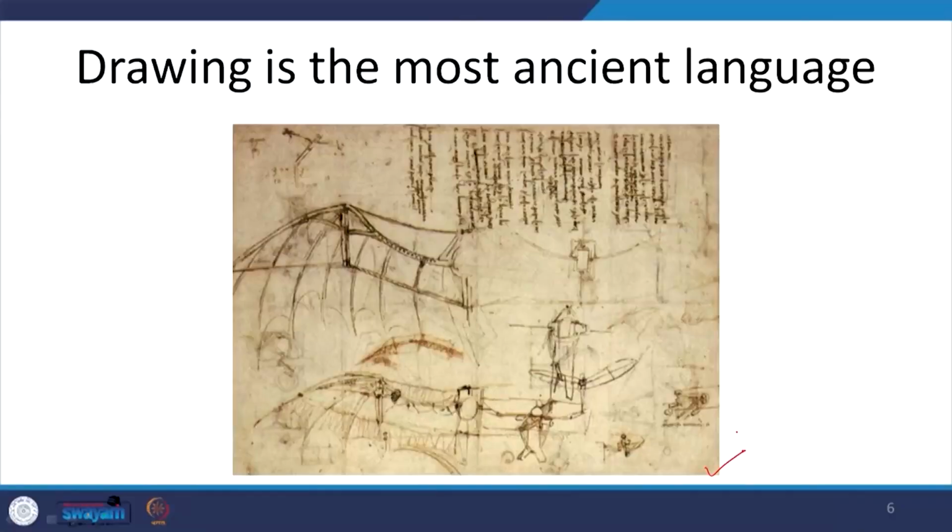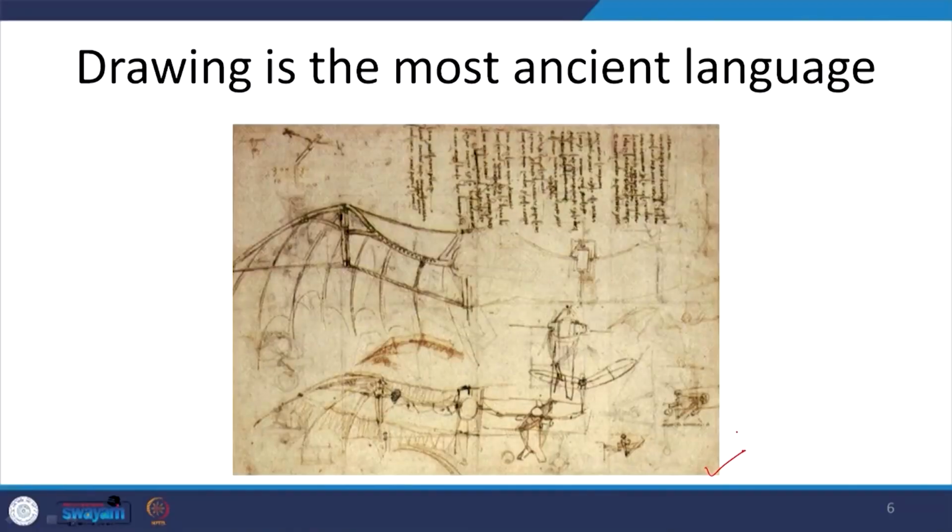So if you look at this, this is one of the drawings by Leonardo da Vinci, and it is one of the most ancient languages. Of course, Leonardo da Vinci is not from very olden times, but if you ever get a chance to see how he drew, this is his representation of the idea that he conceptualized for a flying machine, basically an airplane. Based on the wings of a bat, he was inspired by the wings of a bat, and he was trying to convert all of this design into a workable thing.